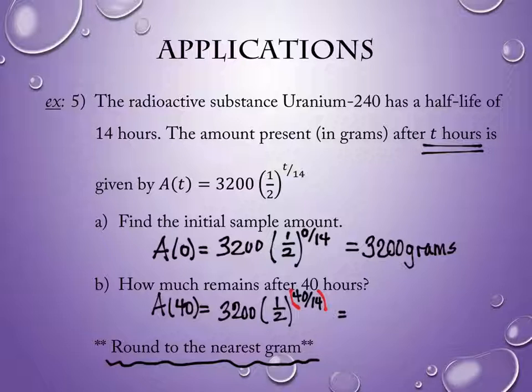If I do this one and I round it to the nearest whole gram, what do you guys get? 442. 442 is right. Good job, Megan. And again, it's grams. 442 grams.